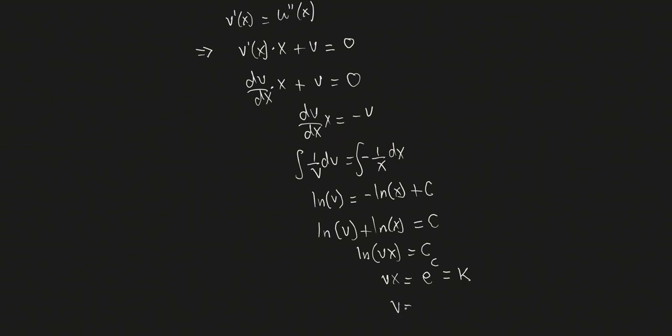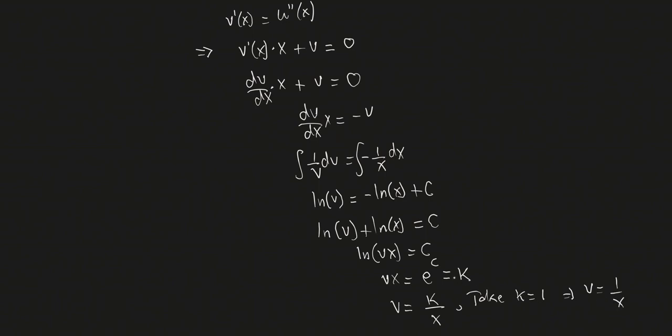So that means my v is the function k over x, right? I am going to take k equals 1 because I only need one function to satisfy this. I just need to figure out one u that will make my y2 be a solution and be linearly independent. So I'm going to take k to be equal to 1. So this implies that v is 1 over x.